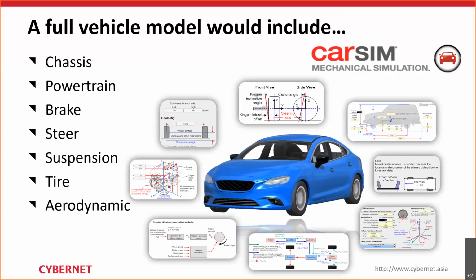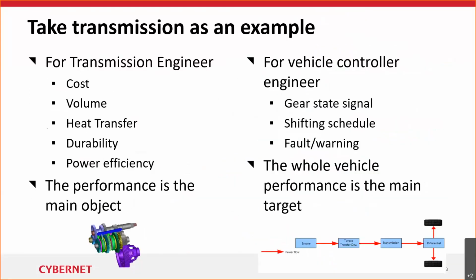Now, we know about the vehicle model well. In the next slide, I will use an example to help you understand the system level and the component level. We take the transmission as an example. Assume that we are a transmission engineer. We will probably be concerned about the cost, the volume, the heat transfer efficiency, the durability, and the power efficiency. You will find that the performance of the transmission is the main object for a transmission engineer.